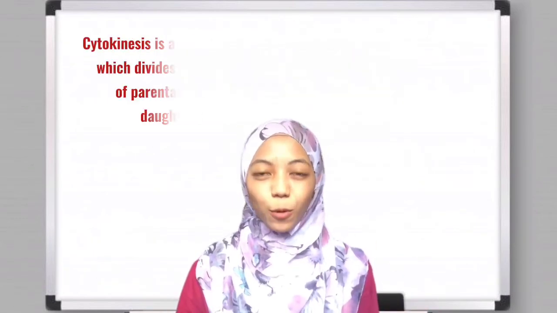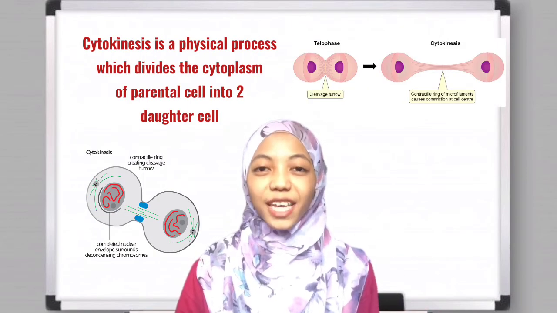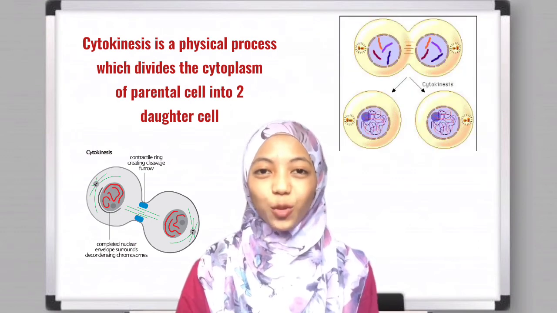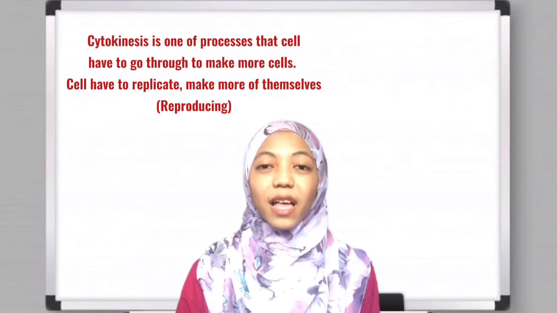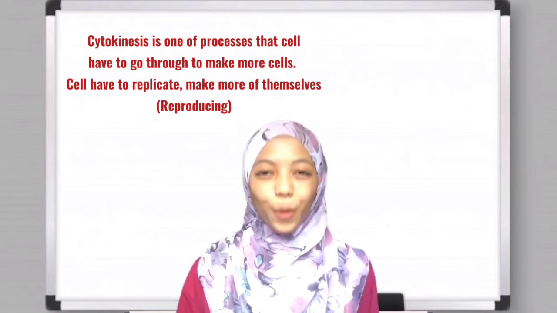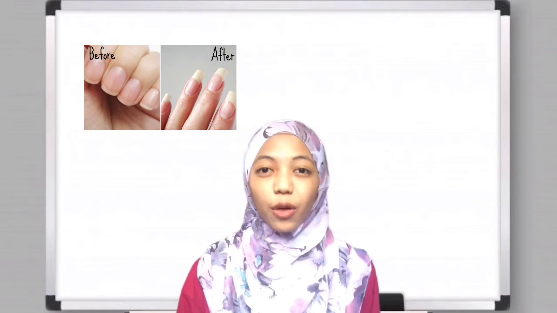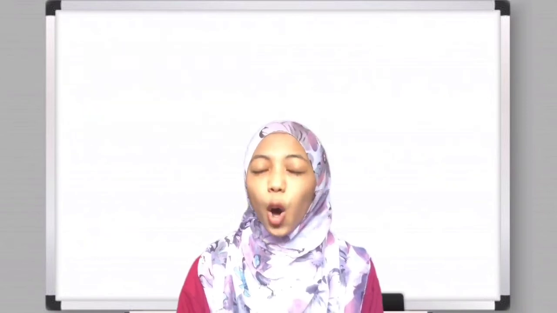What is cytokinesis? Cytokinesis is the physical process which divides the cytoplasm of the parental cell into two daughter cells. Cytokinesis is one of the processes that cells have to go through to make more cells. Cells have to replicate, make more of themselves, meaning reproducing. Applications of this term are hair growth, nail growth, or a cut on your skin starting to heal. All those need more cells, which requires cytokinesis.